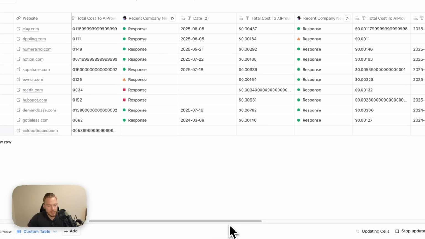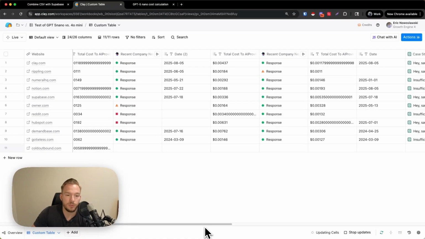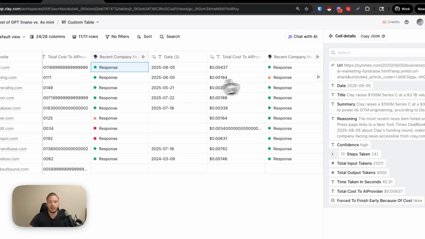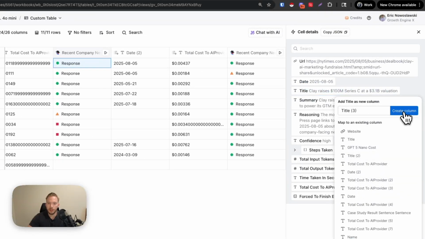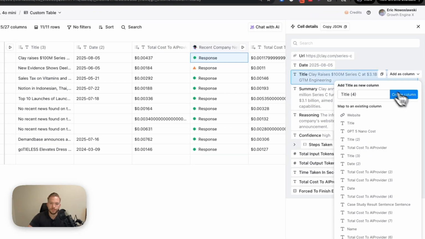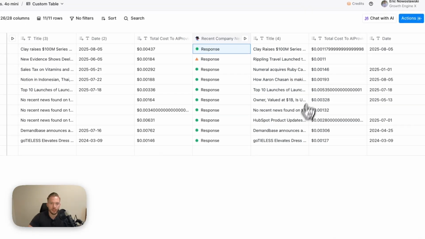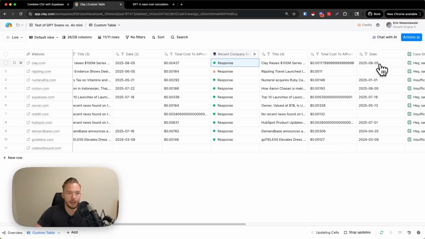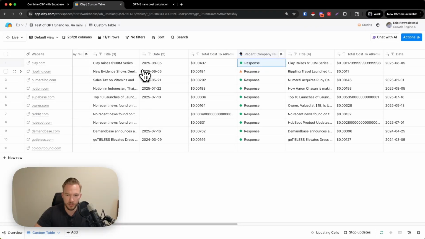So, in another comparison, I said okay, let's look for recent company news and just see what it finds as the recent company news. And let's actually add the title in for these as well. And so then for the recent company news, maybe we'll catch some similar things. So it caught August 5th, they raised $100 million. Okay, your boy was in the New York Times article, so that was fun. 0.004, 0.001. Rippling, 0.001. It couldn't get a date on this one.